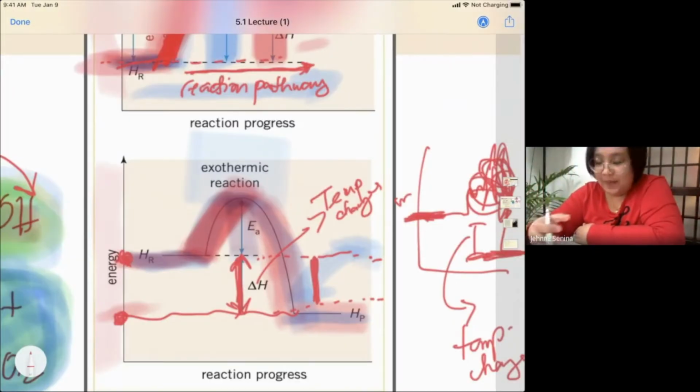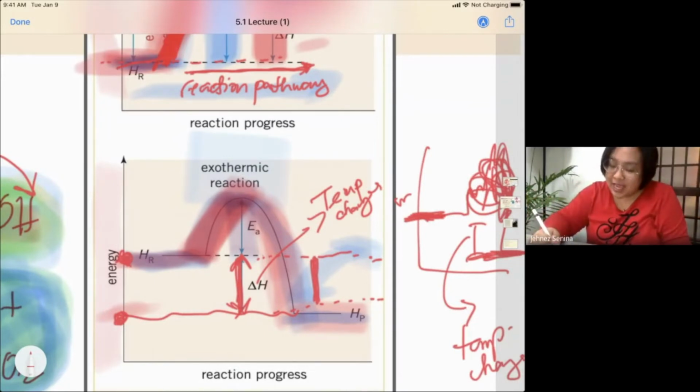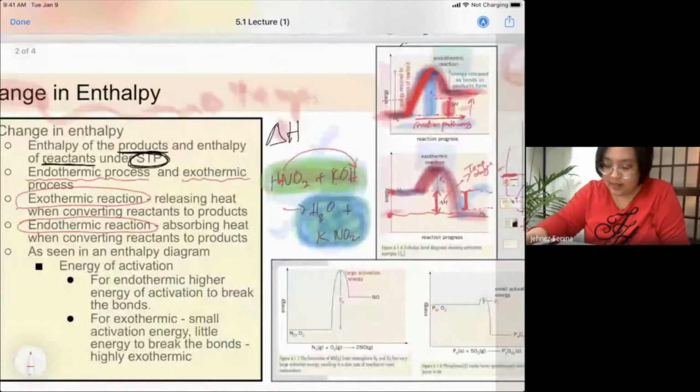Exothermic reaction. The environment became hot. Why did it become hot? Because there's this excess heat that was released to the surrounding. The products have a very low enthalpy now. Where did its enthalpy go? Surrounding. How did you know? Temperature increased.